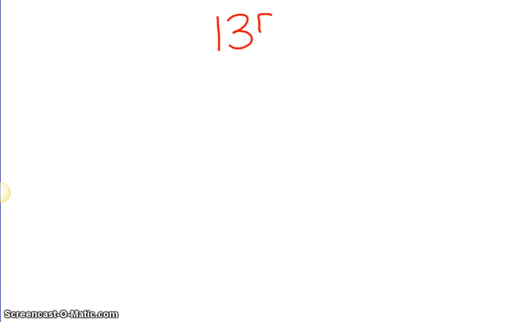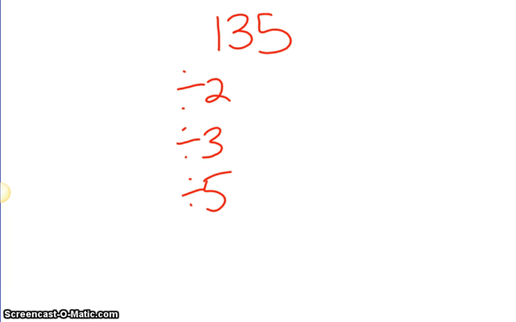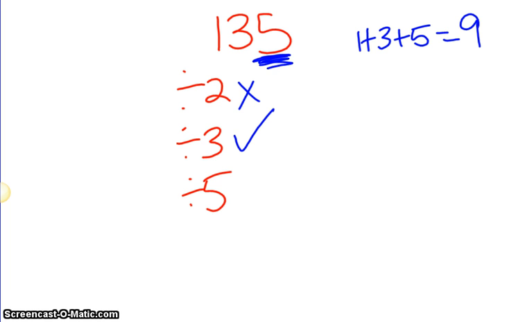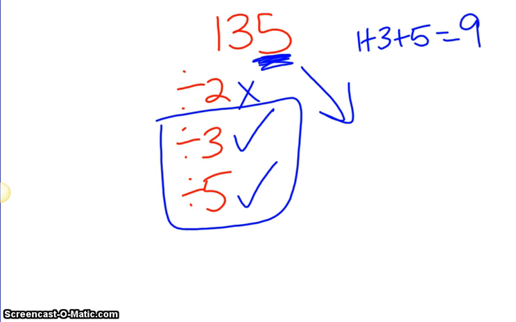Let's do 135. I want to see if it is prime or composite. My 2 rule, does it end in a 0, 2, 4, 6, or 8? Nope, it's not even. 3 rule, let's add the digits. 1 plus 3 plus 5. That's 5, 6, 7, 8, 9. Does 3 go into 9 evenly? 3, 6, 9. Yep. Does it end in a 0 or 5? Yep. So, did that number match any of my 3 rules? Yes, it matched 2 of them. So this number is definitely what? Composite. So that's the difference between prime and composite and the importance of our divisibility rules.